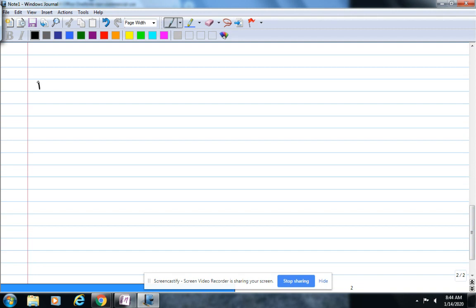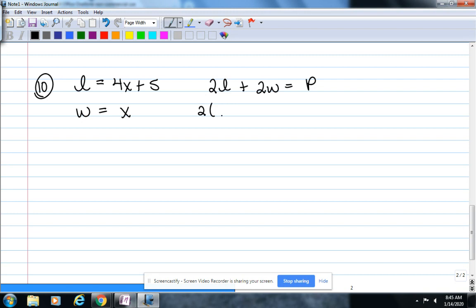All right, so on number 10, you have your length and your width. What did you call the width? What did you call the length? Did everybody do that? What's the formula for perimeter of a rectangle? P equals the perimeter, right? So 2 times what goes in for L plus 2 times what goes in for W equals, what do we plug in for P? 90. Did everybody set up an equation like that?